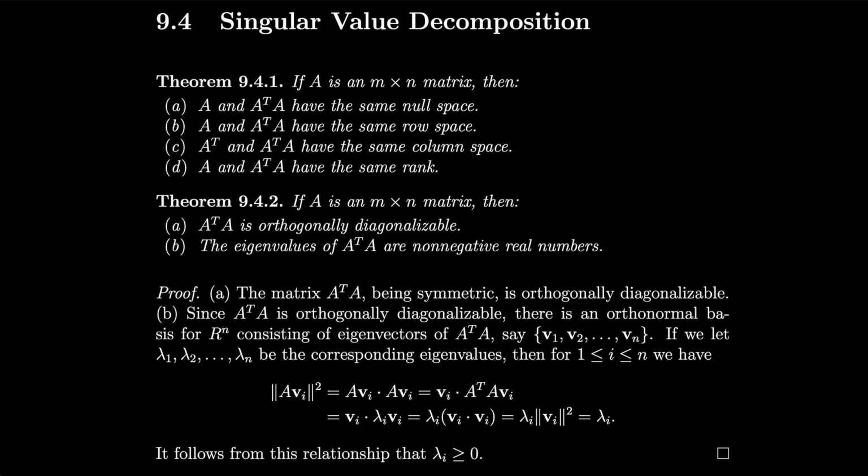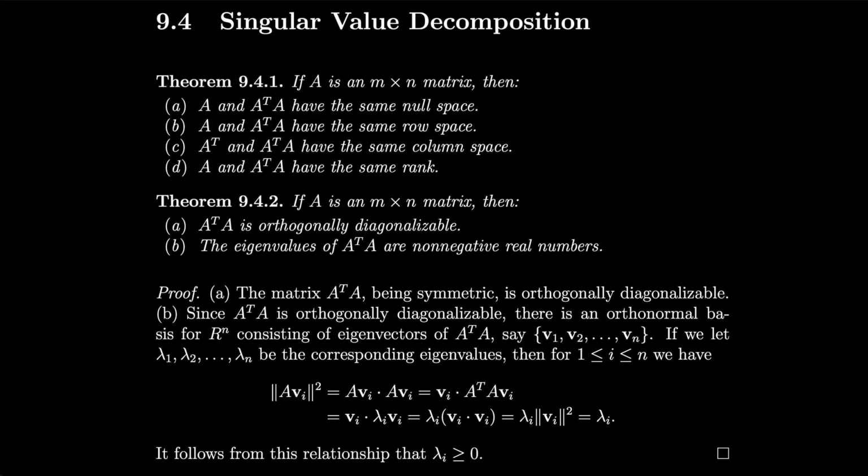Then, since A transpose A is orthogonally diagonalizable, there is an orthonormal basis for Rn consisting of eigenvectors of A transpose A, let's say v1 through vn. If we let lambda 1 through lambda n be the corresponding eigenvalues, then for i between 1 and n, we have that the length of Avi squared is Avi dot Avi, which is vi dot A transpose A vi, right? We can move the A in by writing A transpose. That's the same thing as vi dot lambda i vi, because A transpose A vi is lambda i vi.